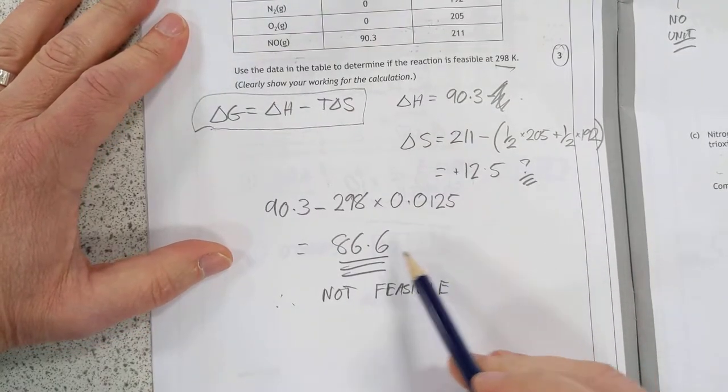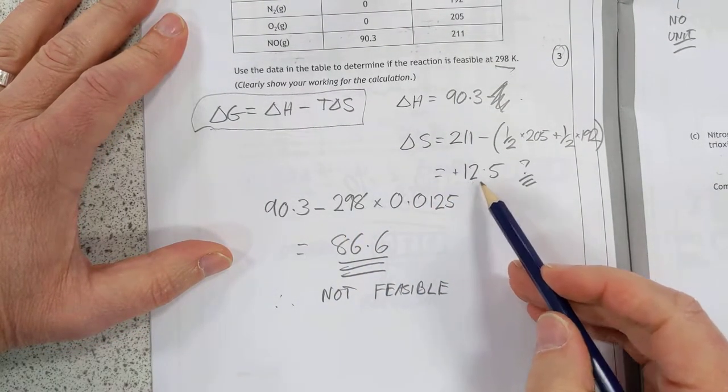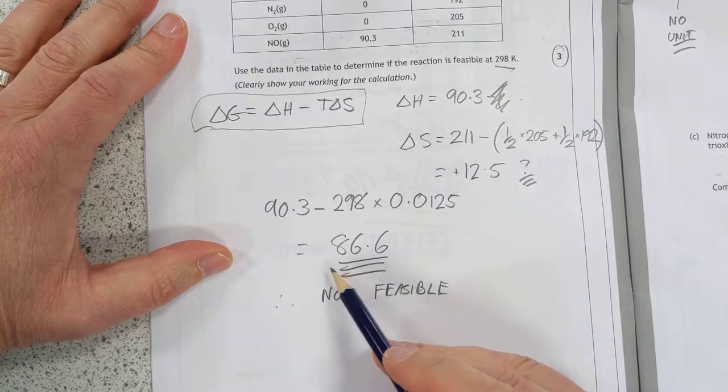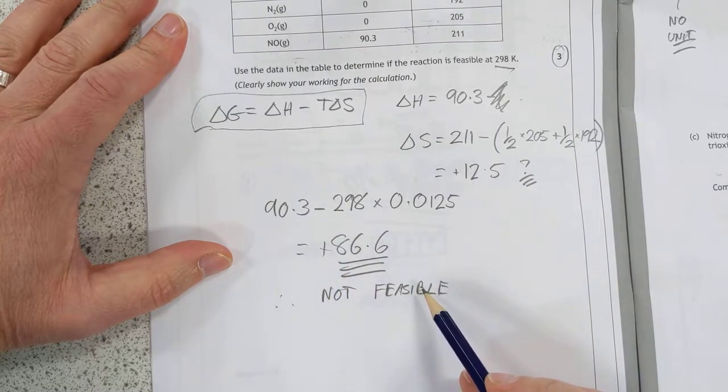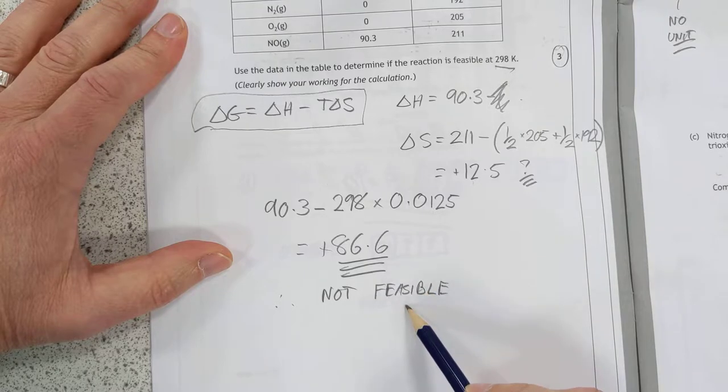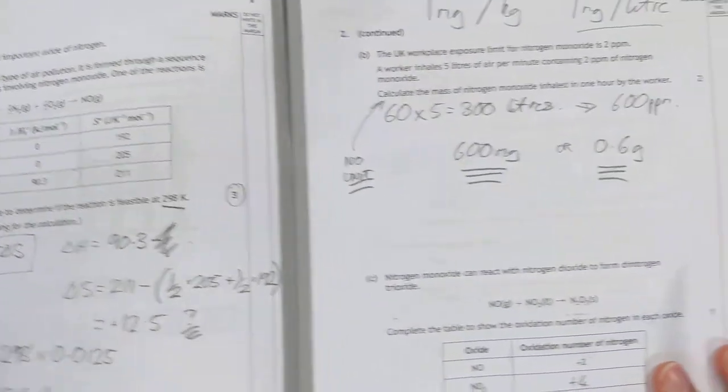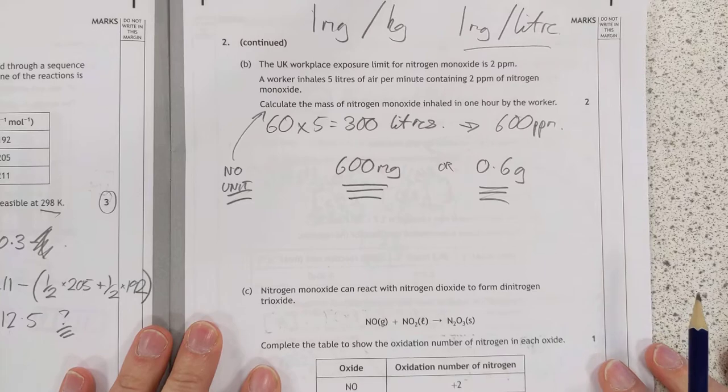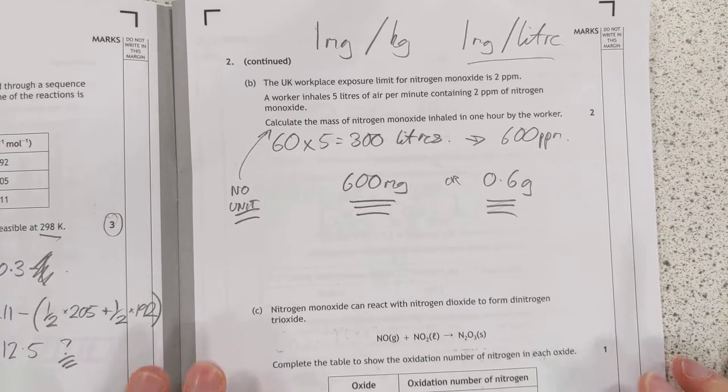According to my calculations, though, you have to divide that by 1,000. So I'm getting positive 86.6 kilojoules per mole, which means, according to me, this is not feasible. Again, I will check these, or you can check them. At some point, the SQA will release the official answers, and you can prove me to be an idiot, which is entirely possible.